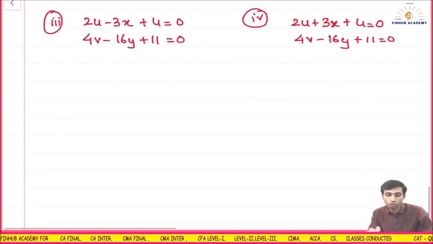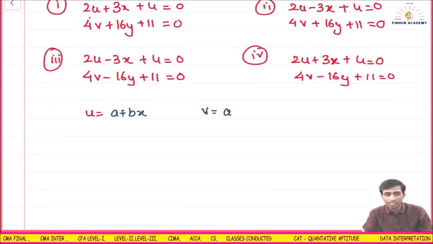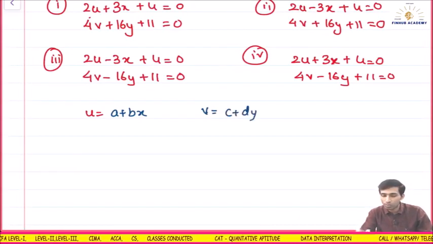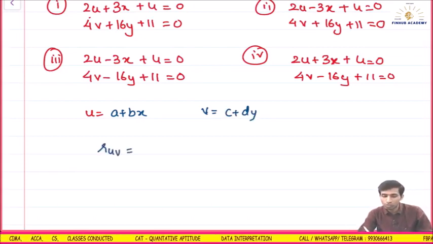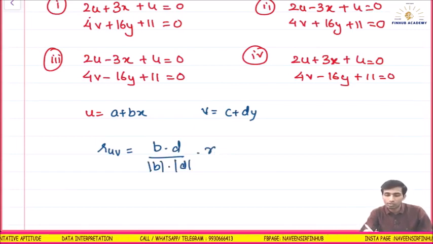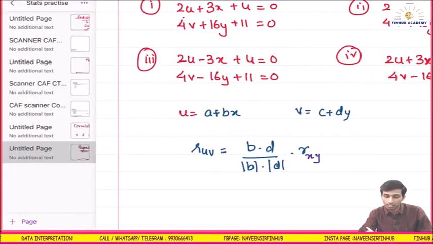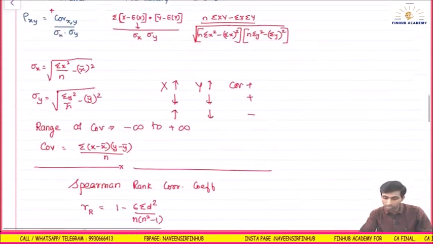Now understand, my u should be in the form of u is equal to a plus bx, and v should be in the form of, I will write another variable so there is no confusion, c plus dy. Understood? So what is the ultimate formula? RUV is equal to b into d upon absolute value of b into absolute value of d into r xy, not x comma y, r xy. I think in the original sheet you need to make one correction in the formula.